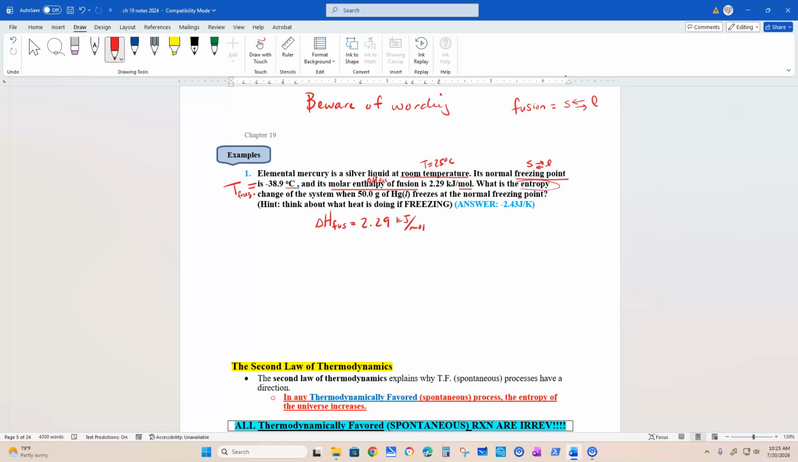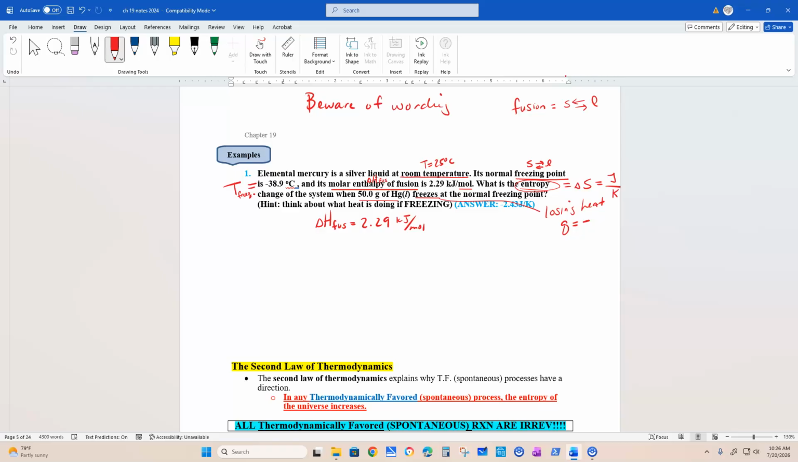What is the entropy? So I'm finding delta S of a system when 50 grams of mercury freezes at its normal freezing point. So it wants to know what's the entropy when it freezes. Well, when something freezes, it's losing heat, and if something's losing heat, that means my Q is going to be negative. So how do I apply this? Well, I know that for my delta S, I need joules and I need Kelvin.